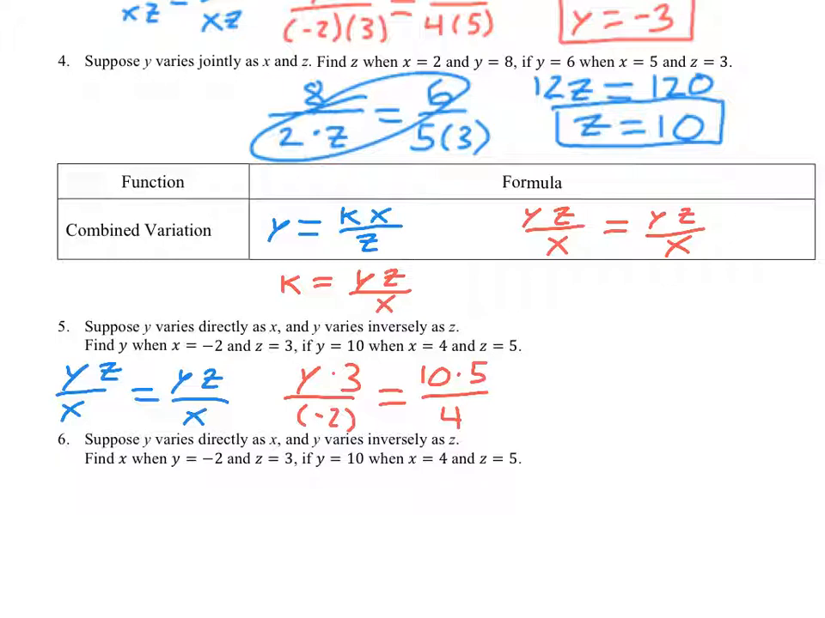Okay, multiplying diagonally, we get y times 3 times 4 is 12y. -2 times 10 times 5 is -100. So y equals -100 over 12. Those are both divisible by 4. So y equals -25 over 3.